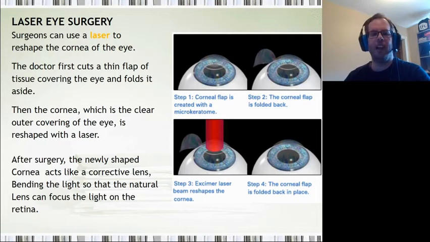Okay, I did say I was going to talk about astigmatism a little bit before we get into eye surgery here. Really what it comes down to is that the cornea or the lens is irregularly shaped. So it's not as straightforward as nearsighted or farsighted. In fact, sometimes it can be a little bit of both.